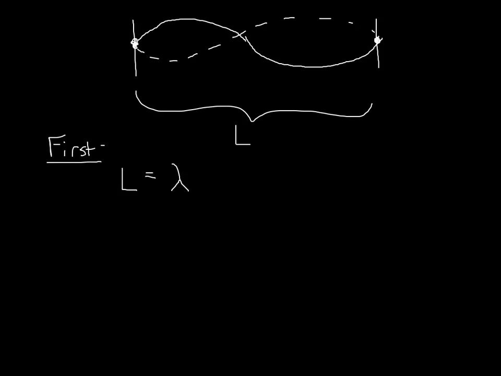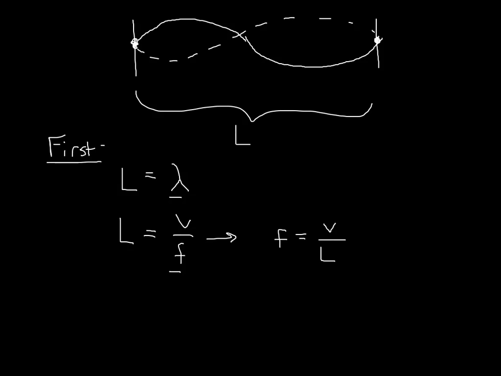If L is equal to lambda, I can solve this for frequency. I can figure out what frequency I'm getting out of this. L is equal to V divided by F, because lambda is equal to V over F. So I can shuffle this around. I can solve for what frequency, what sound I would actually hear from this guitar. My frequency is going to be equal to the speed of sound divided by the length of the string.